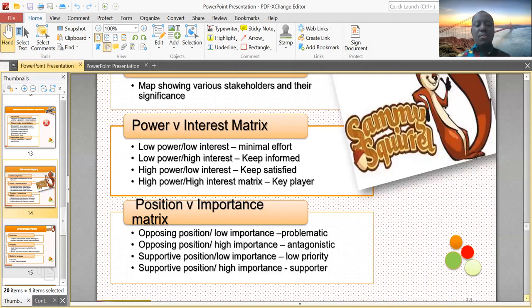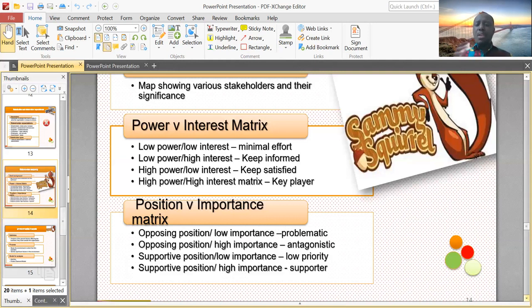They also have those who have a supportive position and high importance. So these are your supporters. These stakeholders are described as your supporters. They are your cheerleaders. They support you and also have high importance. These are stakeholders that you really want on your side in your business, because they are supporting you and they are relevant in the industry.